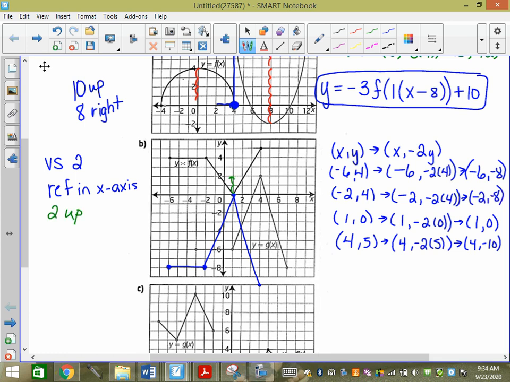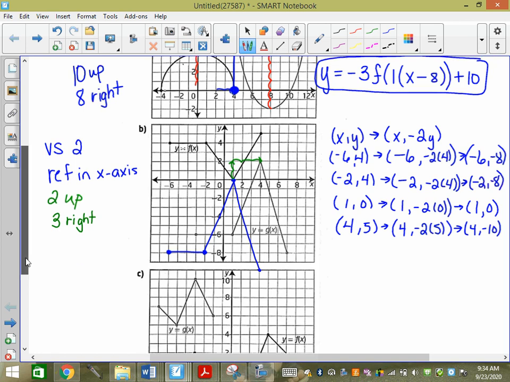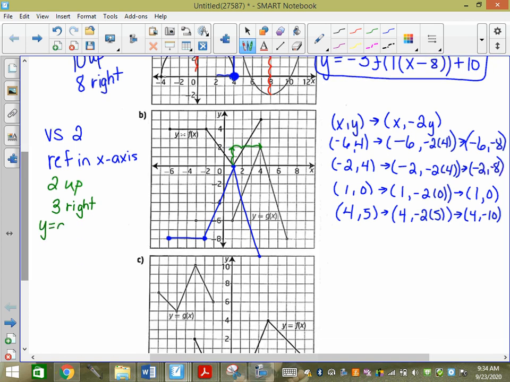And we need to go 1, 2, 3 right. And if we do that, we finally have landed on g. We agree? So then we plug it into the y equals a f b x minus c plus d equation.